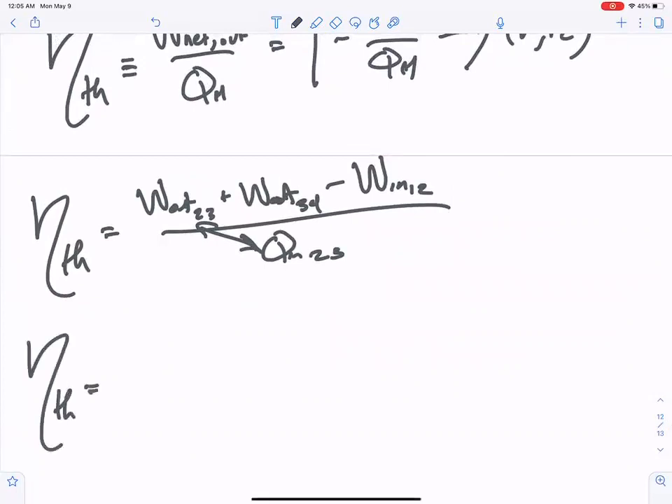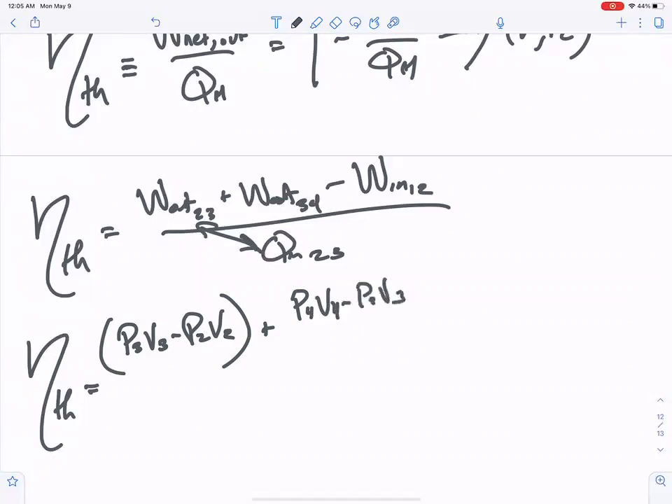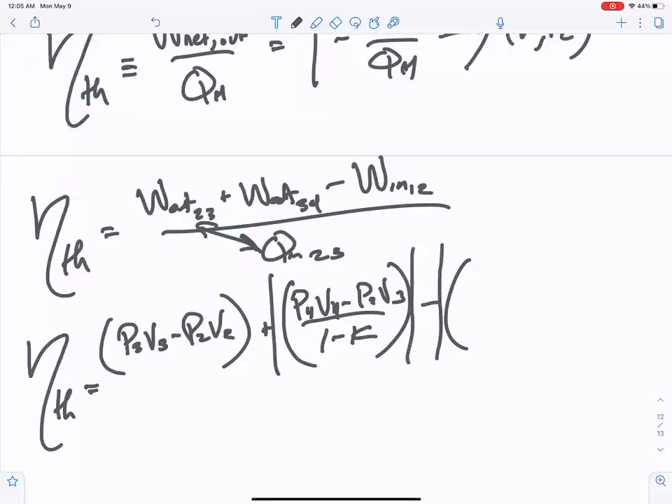And we should be able to find it, as we have found all the states and we have the models. So in this case, this would be P3, V3, that's the isobaric case, plus, this is another expansion, so P4, V4 minus P3, V3 over 1 minus k. Minus, let's switch the signs around. This should stay consistent; this should be just the absolute value. Let's just put absolute values in: absolute value, absolute value, absolute value of P2, V2 minus P1, V1.